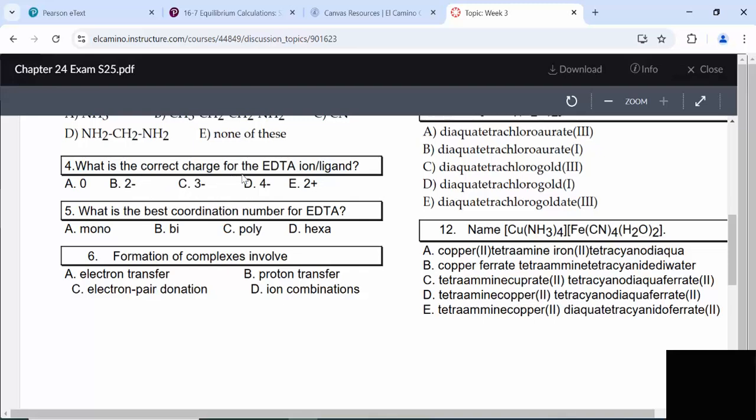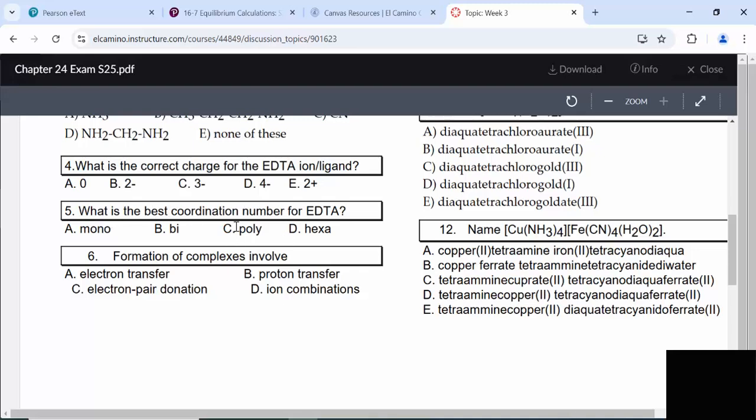What is the correct charge for EDTA? That one was tetraacetate. Each acetate's -1. Ethylene diamine's neutral. And so if you have ethylene diamine tetraacetate, it's got to be -4 for each of the four combined acetates.